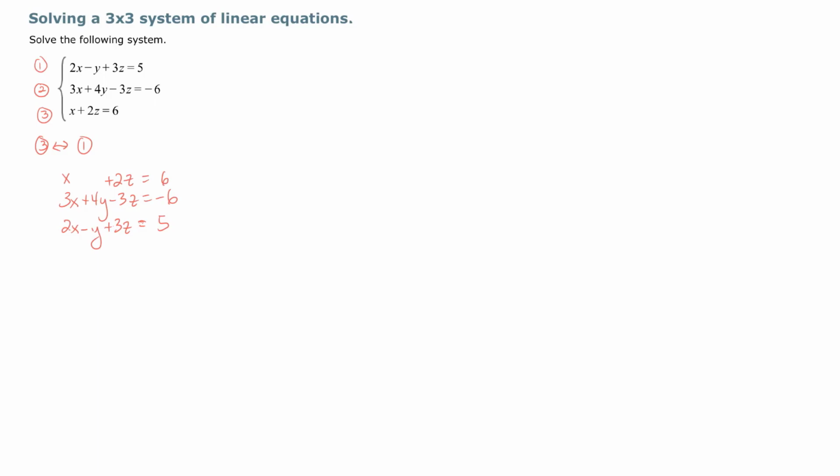So now this is a little bit different. I'm going to relabel this. This is now equation 1, equation 2, and this is now equation 3. What I'm going to do now is temporarily eliminate x in two of the equations. And the way I'm going to do that is I'm going to apply negative 3 times equation 1 plus equation 2.